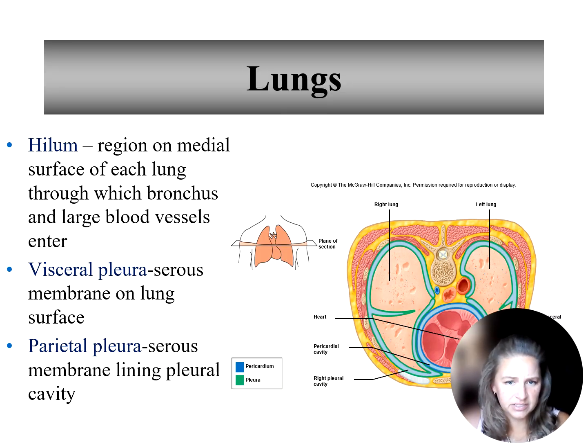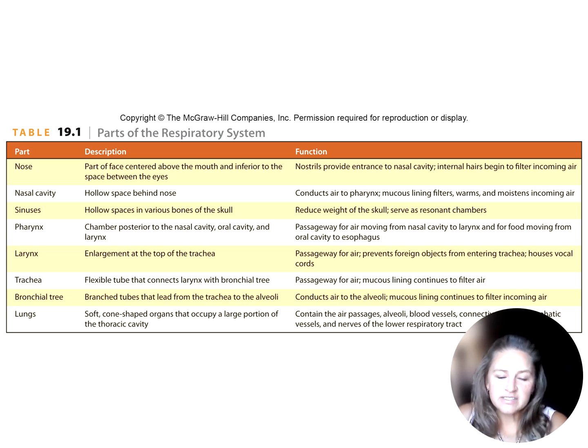So this would be a plane. Here's showing the plane of section, looking at a cross section. We have the hilum, which is the region on the medial surface of each lung through which the bronchus and the large blood vessels enter. Then we have the visceral pleura and the parietal pleura. Remember, visceral means it's in contact with the organ, and the parietal pleura is the serous membrane which lines the pleural cavity. So one is on the side of the organ, the lung, and one is on the other side of the cavity.